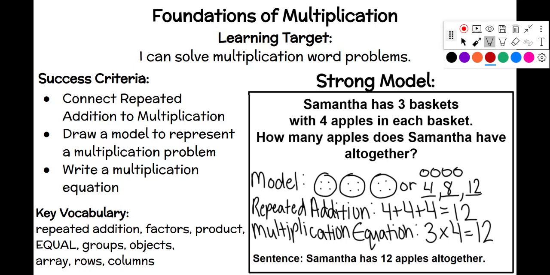For my model, I did equal groups. I also did skip counting. I have my repeated addition sentence. You can see my multiplication equation. And I have my final sentence, which says Samantha has 12 apples altogether. You can use this later on when you're working on those other activities so that you have a strong model to refer back to and make sure you're focusing on those key details about how we do multiplication.